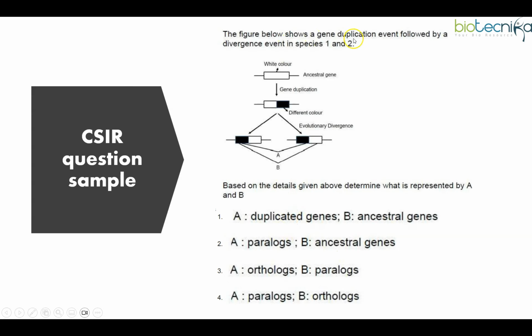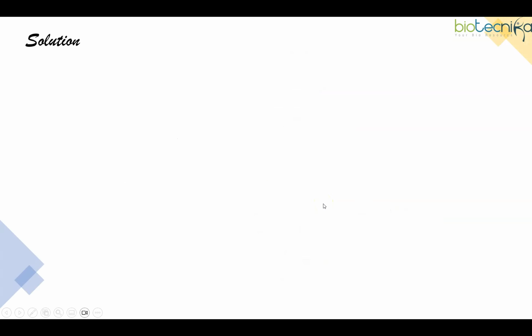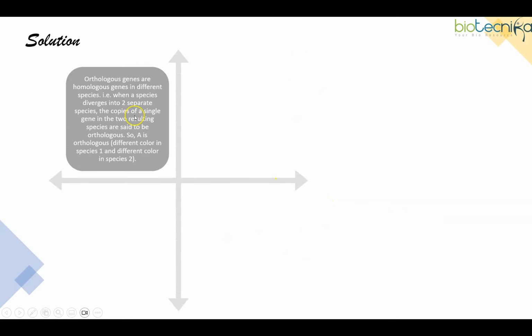This figure shows a gene duplication event followed by a divergent event in species 1. Now you can see here this is the ancestral gene, and then there is a gene duplication where it is giving a different color. If this was white, this is giving a different color. And then they underwent this evolutionary divergence. So these two and these two, what are they? Right? Are they duplicated genes or ancestral genes or paralogs or orthologs? Now here the answer will be orthologs and paralogs, because orthologous genes are homologous genes in different species.